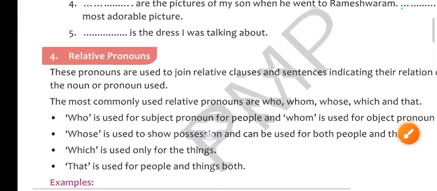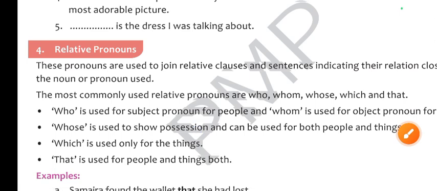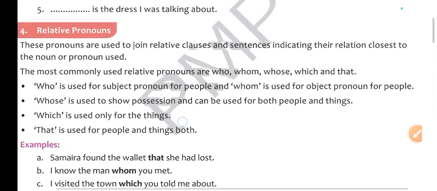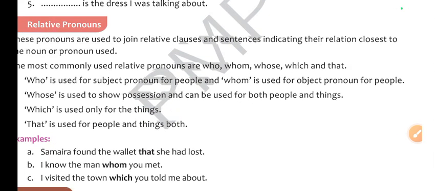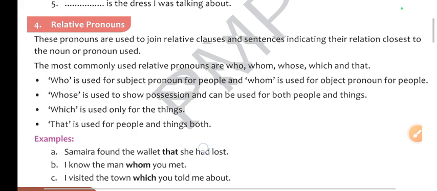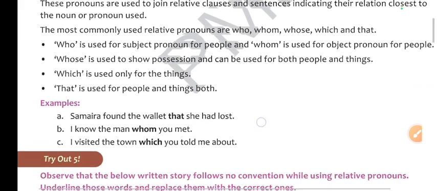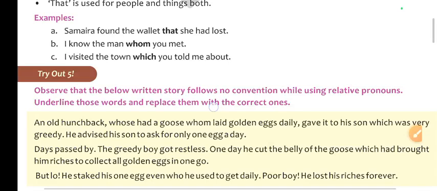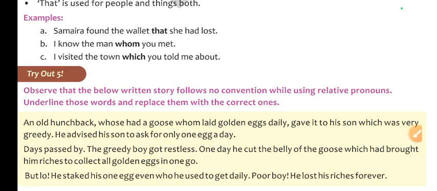Now the next thing, relative pronouns are used to join relative clauses and sentences, indicating their relation closest to the noun or pronoun used. Okay, so who, whose, which, that, these are called relative pronouns. So let's solve. Try out 5. Observe that the story written below follows no convention while using relative pronouns. Underline these words and replace them with the correct ones.